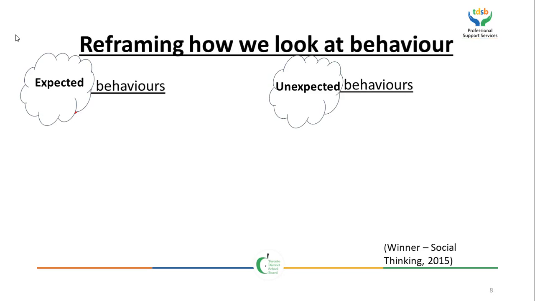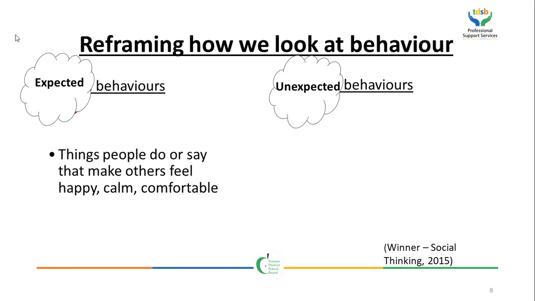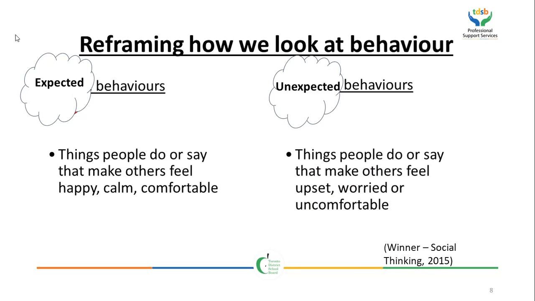In this light, we can help students start to see expected behaviors as making other people feel happy, calm, or comfortable, and unexpected behaviors as making people feel upset, worried, or uncomfortable. Learn more at www.socialthinking.com. For example, let's think about a social situation like a housewarming party.